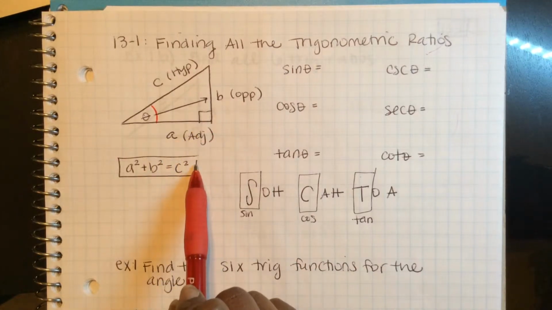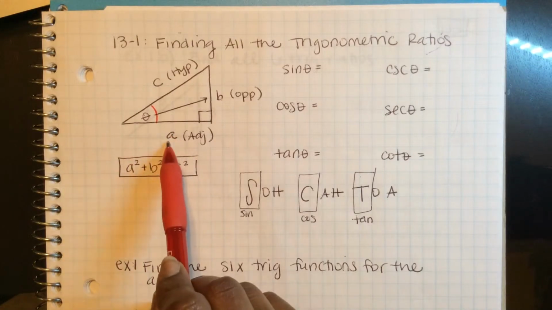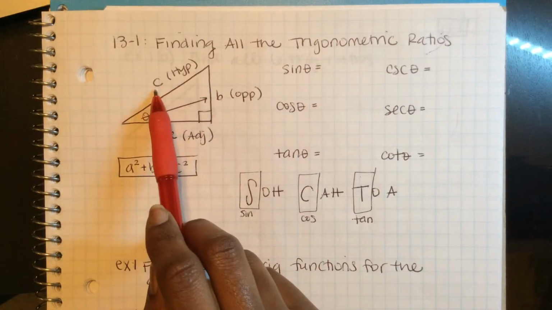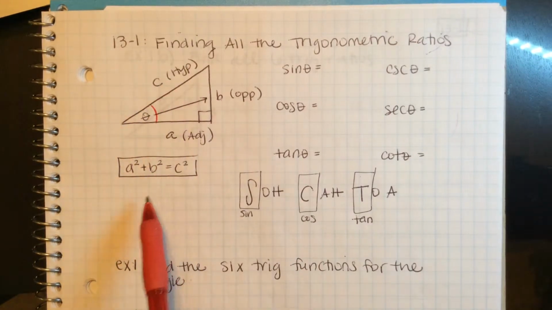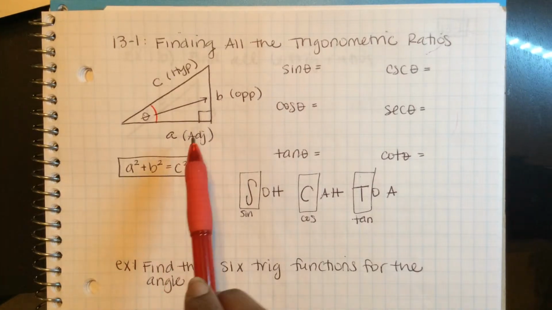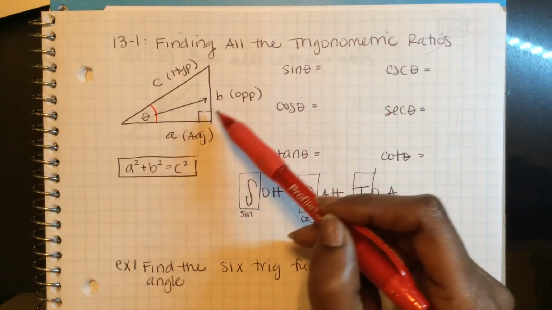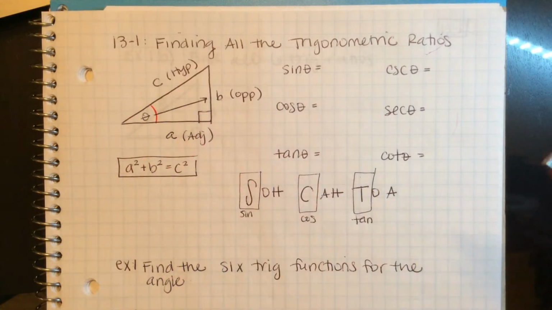So remember that we can connect the three sides of a right triangle. The leg squared plus the leg squared equals the hypotenuse squared. A squared plus B squared equals C squared. And C is always your hypotenuse, and it doesn't matter if you switch A and B.